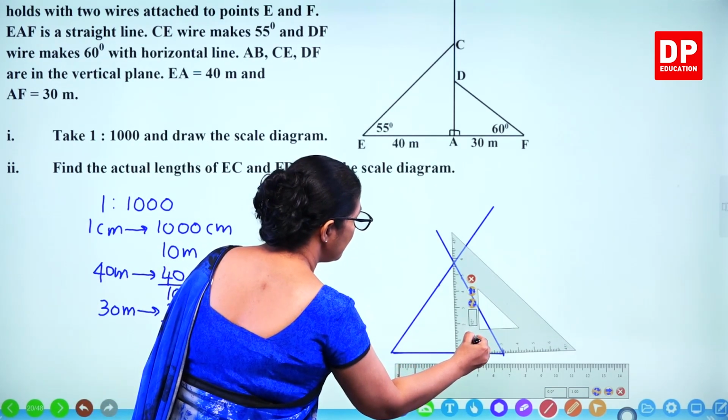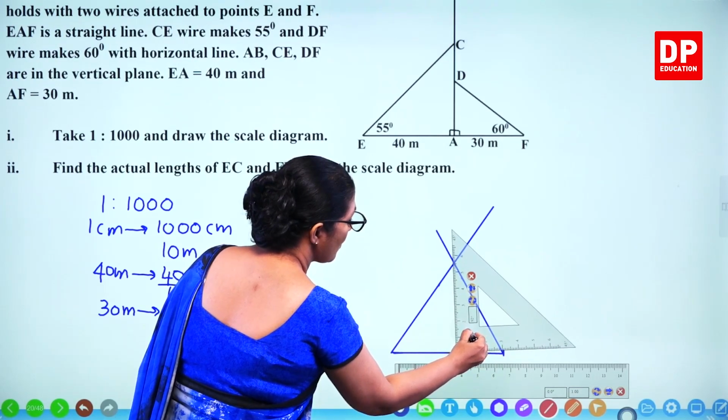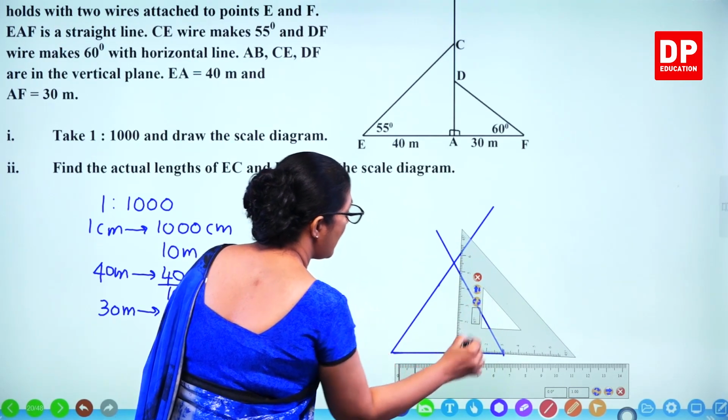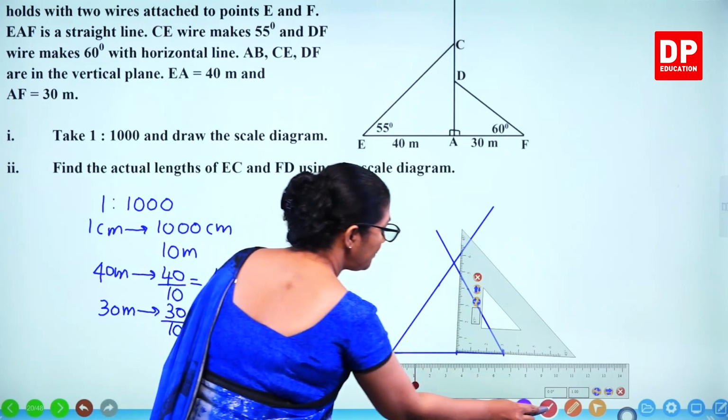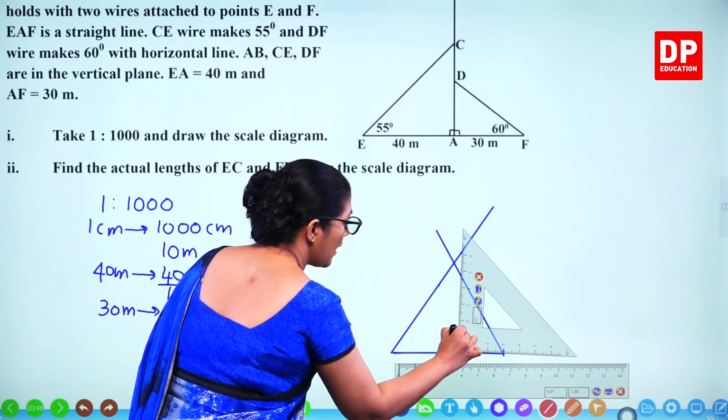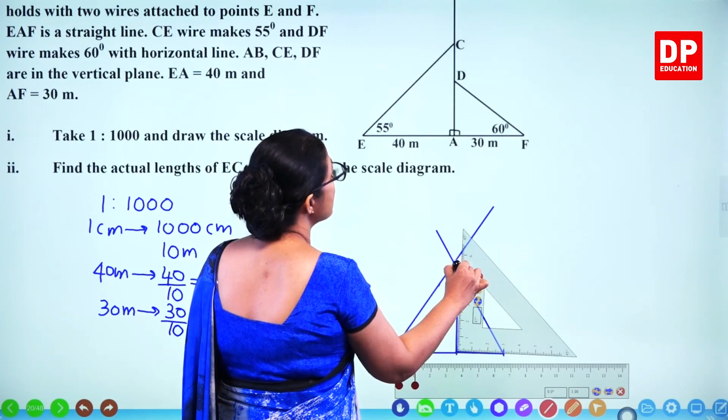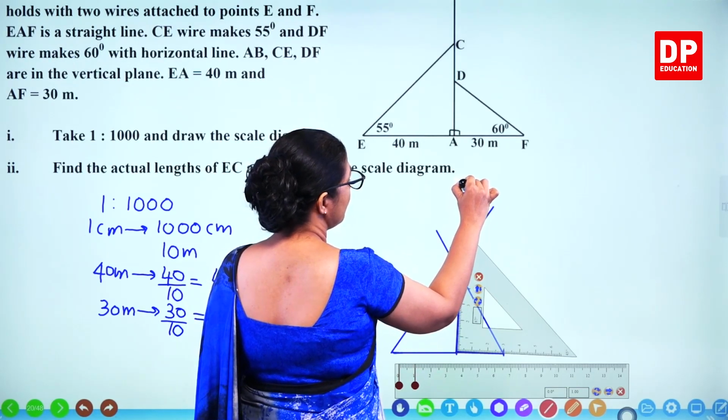Keep it here on top of this line and we can draw the line. That's a perpendicular line drawn from here. So that's the post.